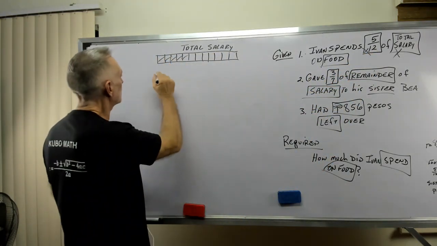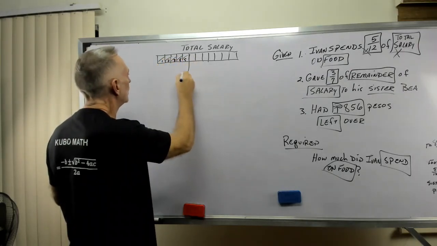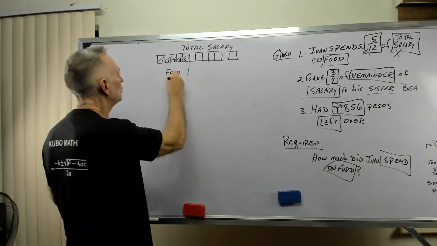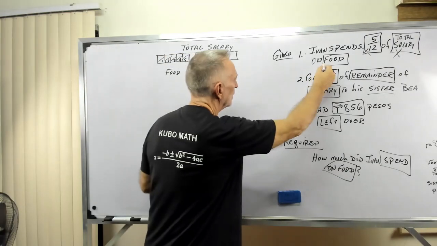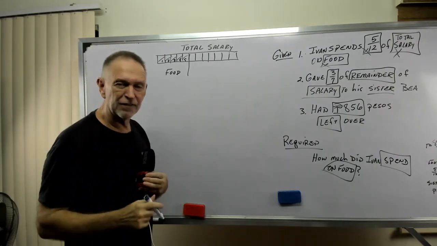So now we've gotten that block. And what did that represent? So this is 1, 2, 3, 4, 5, food. You see how this works? It doesn't have to be complicated.